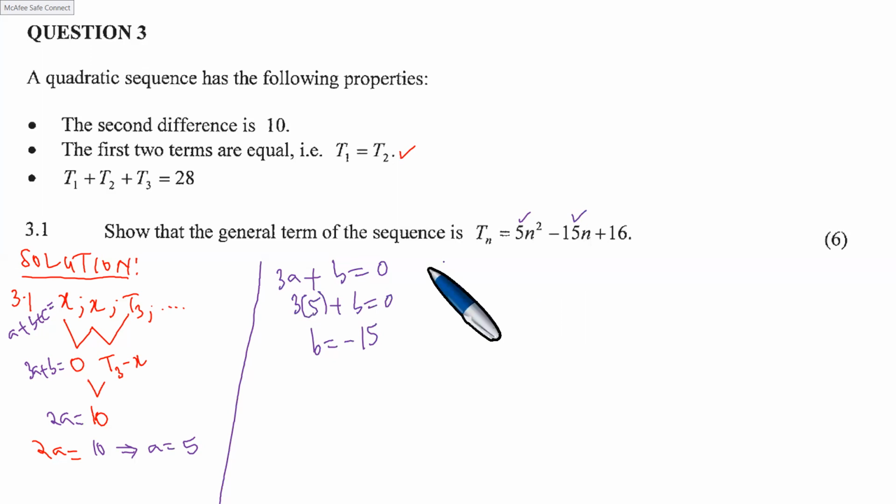Remember, the examiner just said, show that the general term is that. So after this, it remains to find the value of c. How do we find the value of c? Finding the value of c is a very interesting thing.